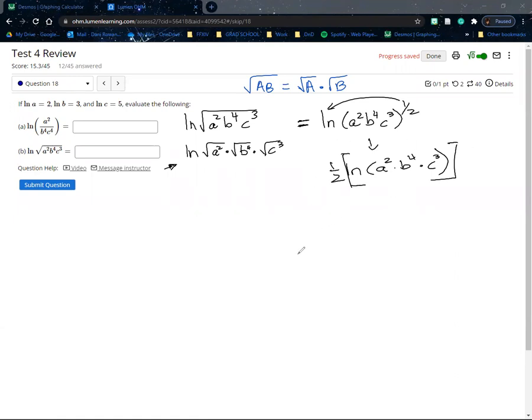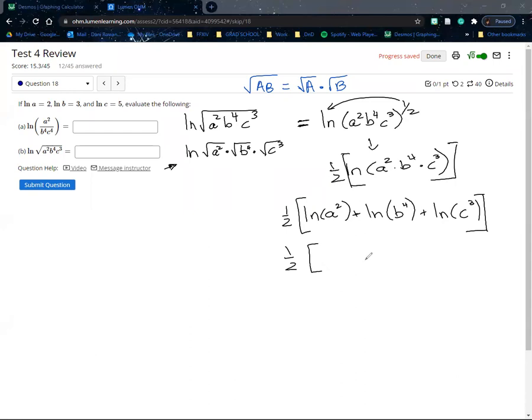So how do we break this up? Addition. Yep. So we have 1/2, and man, I don't know why I keep forgetting this. Give me a second. 1/2 in parentheses natural log of A squared plus natural log B to the fourth plus natural log C to the third. Okay.